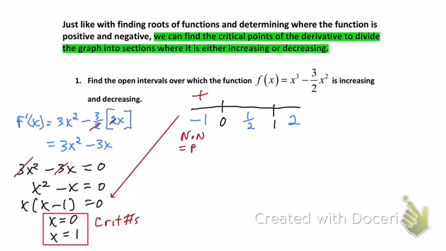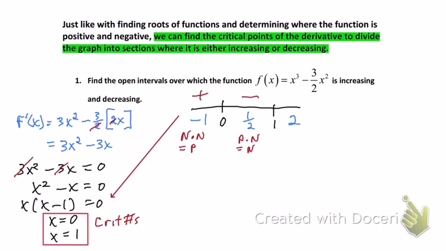I'm going to do the same thing with the 1/2. Here's what I'm getting. If it's a positive 1/2, I've got a positive number on the outside. What do I have on the inside? Negative, right? Positive times a negative gives me a negative, so I know that middle part is decreasing.